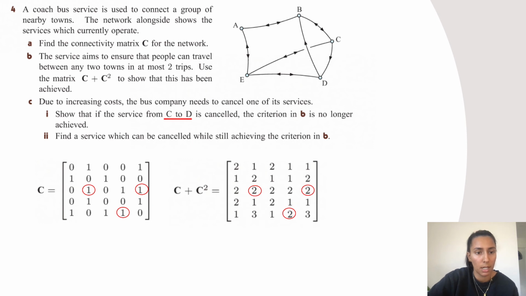So once I've finished and got my answer for this one, I change this back to a 1, and then I'm going to do row 3, column 5, and change this 1 to a 0. And I'm going to do the same thing for this one here.